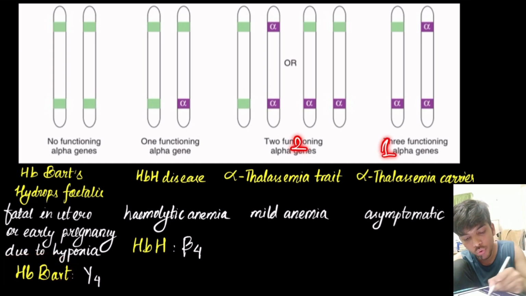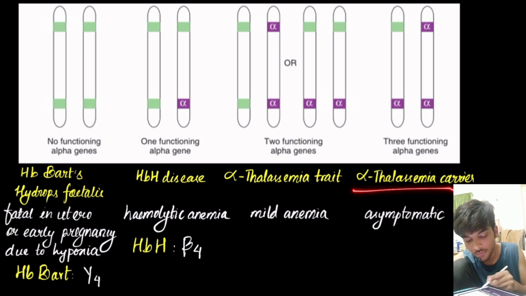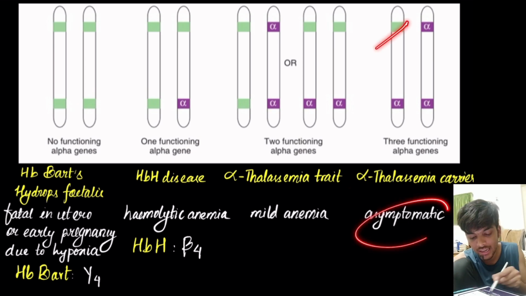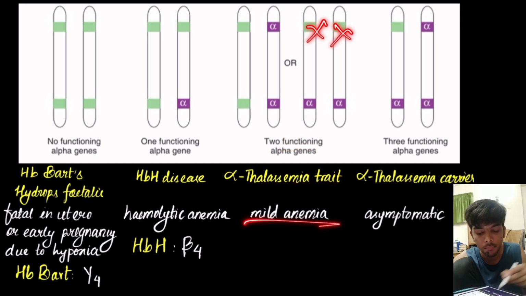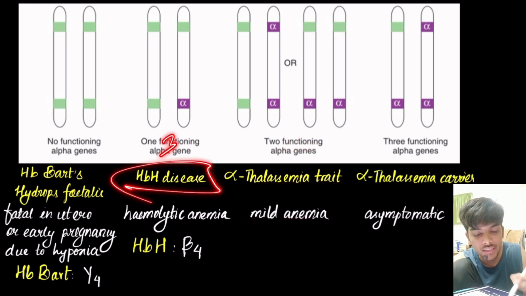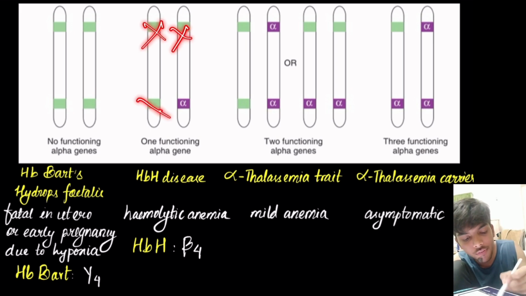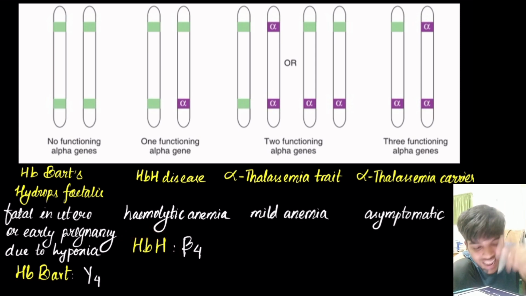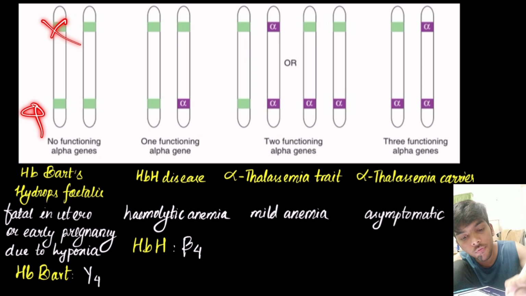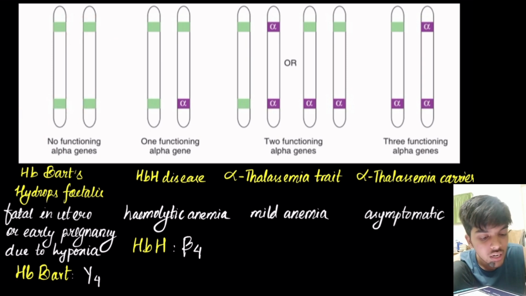Again, 1, 2, 3, 4 type. First type is alpha thalassemia carrier, deletion of 1 alpha gene, asymptomatic. Second type is alpha thalassemia trait, deletion of 2 alpha genes, mild anemia. Third type is HbH disease, deletion of 3 alpha genes. There is formation of beta 4 tetramer, which is also called HbH or hemoglobin H. And the fourth type is where all 4 alpha genes are deleted, which is called hemoglobin Bart's hydrops fetalis, where tetramer of gamma is found. This is called Bart hemoglobin.